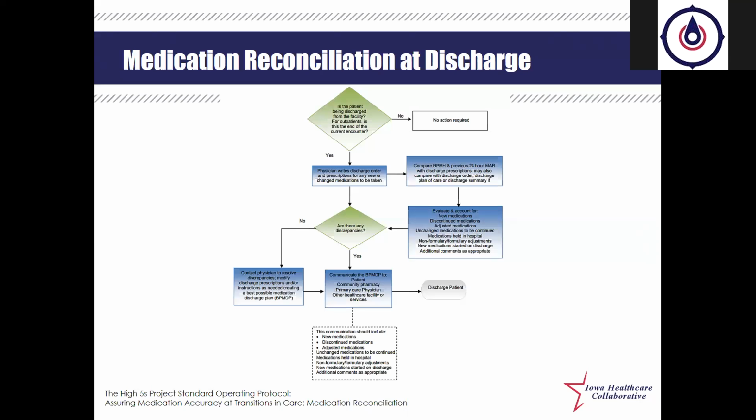And if there are any discrepancies, then again, we're going to communicate with the best possible medical history, as well as make sure that we're communicating with the patient, the community pharmacy, the primary care physician, and any other services they may receive. So thinking about specialty care or others that they may be seeing, and then we can discharge the patient. When we do that communication with our outside healthcare providers, we want to make sure they are aware of new medications, discontinued medications, adjusted medications, and if there's anything unchanged, we want to make sure they're aware of that as well.